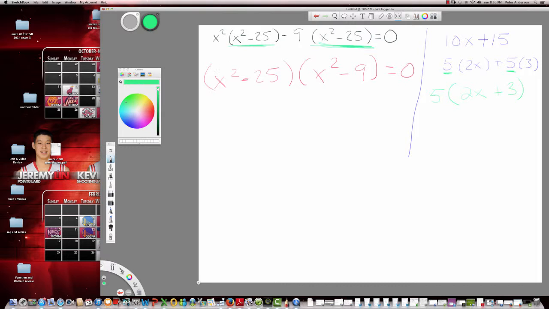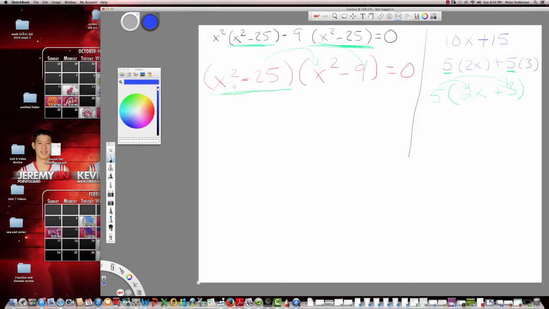So if I distributed this entire amount back in here, if I did x squared minus 25 times x squared, I would get this whole amount. And if I did x squared minus 25 times 9, I would get this amount. In much the same way that 5 times 2 gives you 10x, and 5 times 3 is 15. Just remember, if you see a problem like this, and you have values that share the same exact terms, you can factor them out, and that's what we're doing here.